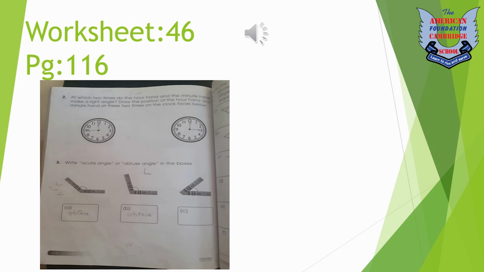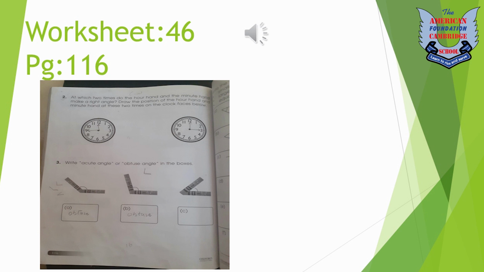As I have drawn in the next picture, the hour hand is on 12 and the minute hand is on 9, and on the next clock the hour hand is on 12 and the minute hand is on 3. So these 2 lines are making a 90-degree angle. Okay, the time on the first clock is 9 o'clock, and on the second clock the time is 3 o'clock.